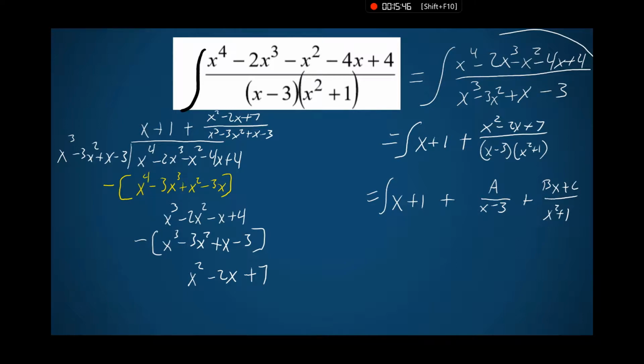Okay, and then if I cross multiply to get a common denominator, that gives me a times x squared plus 1 plus bx plus c times x minus 3 must equal my numerator, 1x squared minus 2x plus 7. Okay, and then you can plug in any numbers you want in order to solve for a or b, or look at your coefficients of any power you want.